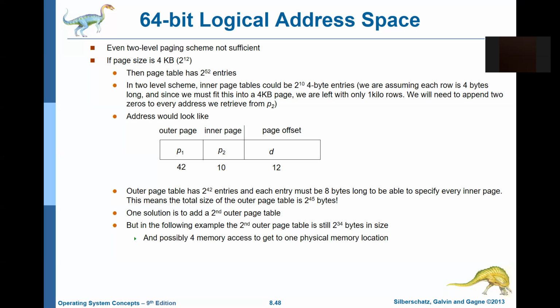It's 0 to 12 that is the size. If I do 4 bytes per row, and I have 0 to 2 to the 10th minus 1 rows, then that is equivalent to 2 to the 12 bytes. So that's the size that I said the page tables are. In a 2-level scheme, we could have the inner page tables each be paged and be 2 to the 10th 4 byte entries. We are assuming each row is 4 bytes now. Since we must fit this into a 4 kilobyte page, we're left with only 1 kilobyte, 2 to the 10th rows. And then I wrote, we'll need to append 2 zeros to every address we retrieve from P2. Is that right?